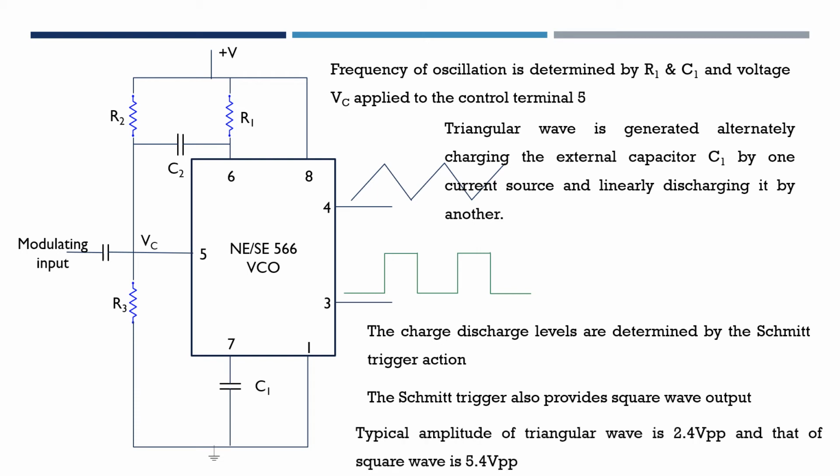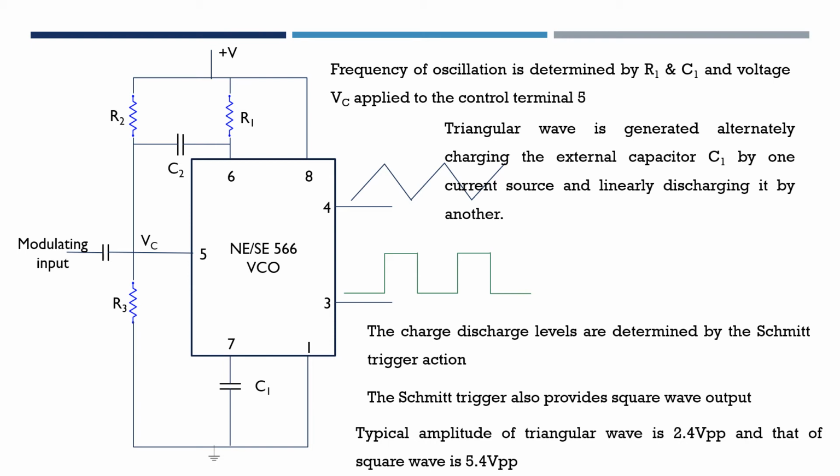The typical amplitude of the triangular wave is 2.4 volt peak to peak, and this is a fixed value since we are using an IC. So 2.4 volt peak to peak is for the triangular wave, and for the square wave we are going to get an amplitude of 5.4 volt peak to peak. So this is how the IC can be connected to obtain the frequency of oscillation.